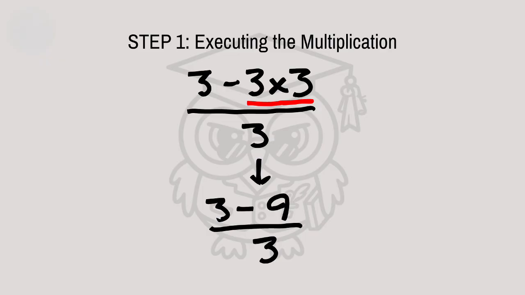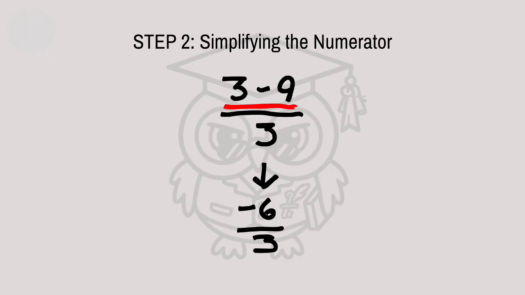Substitute the 9 back into the numerator slot while keeping the rest of the expression intact. This updates our running expression to 3 minus 9, all divided by 3. Finish simplifying the top numerator by calculating 3 minus 9. Subtracting a larger number from a smaller number drops the value below 0, resulting in negative 6.